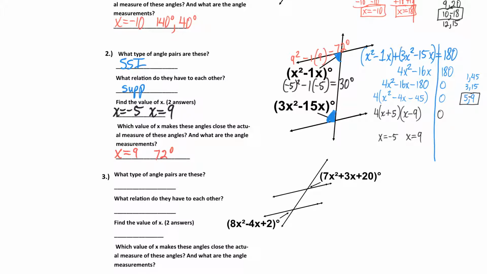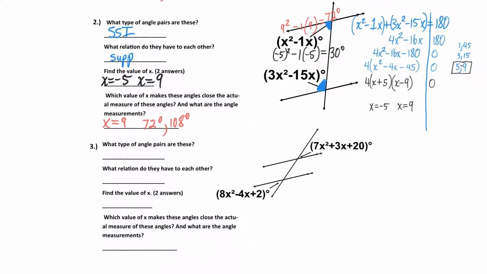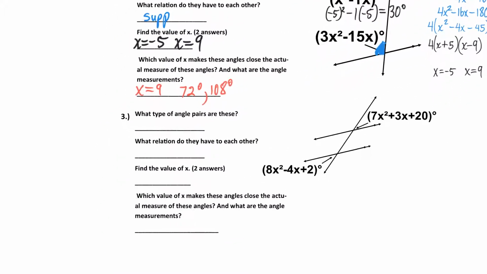That angle is 72. And so how big is the other angle going to be? 108. You could do that the easy way or the hard way. The easy way is I know they're supplementary, so 72 and 108 add up to 180. Or you could take 9 and plug it in, do 3 times 9 squared minus 15 times 9. But that's the harder way.